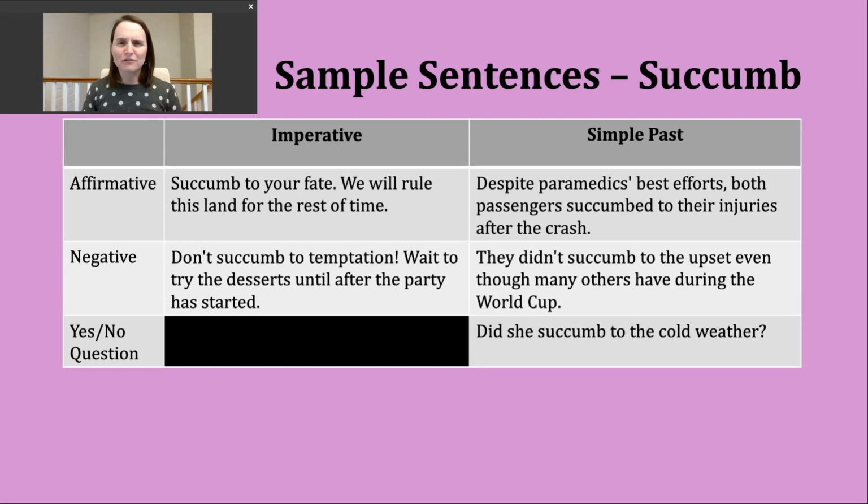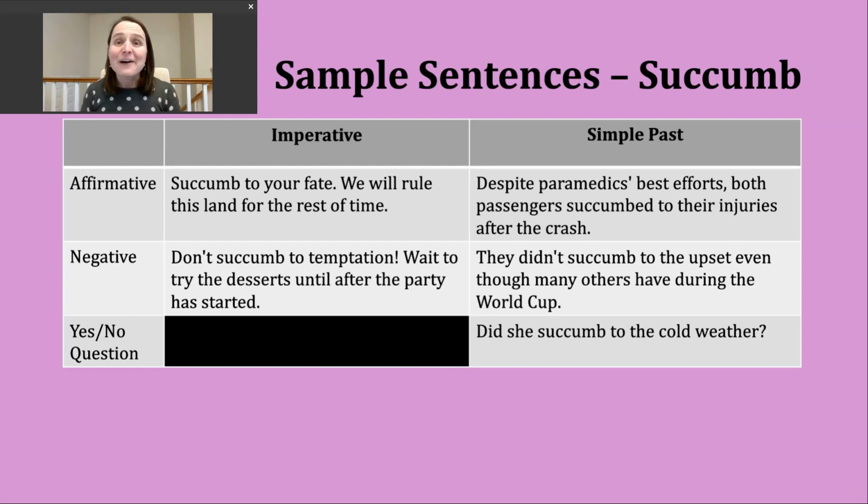So for my affirmative example, I want you to picture kind of that action movie where we have two groups fighting each other, right? So one side or one person might say to another, succumb to your fate. We will rule this land for the rest of time, right? So they're probably trying to be very scary, very intimidating as they give this command, right? They're maybe telling this other group or other person, give up.